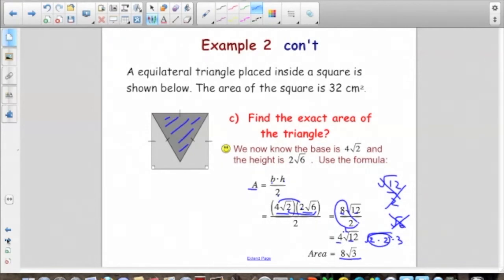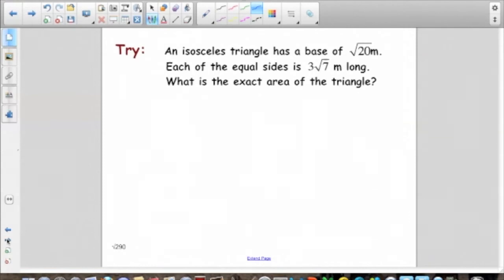All right. So now let's try this one. So we have an isosceles triangle. So there's our isosceles triangle. Isosceles means two sides are equal to each other. The base of the triangle is root 20. The sides are 3 root 7.